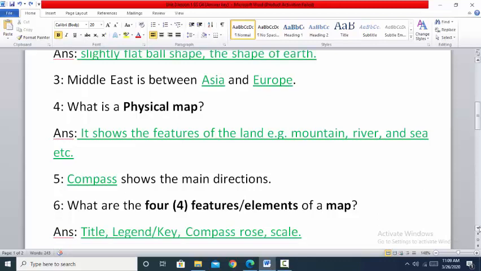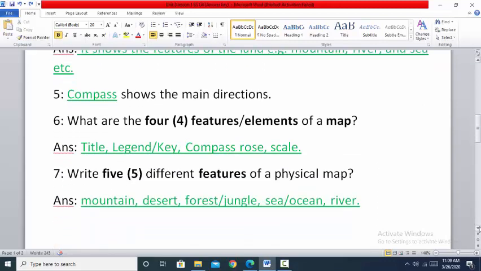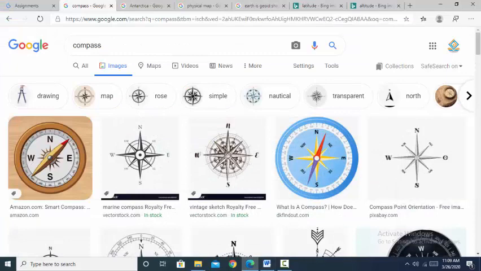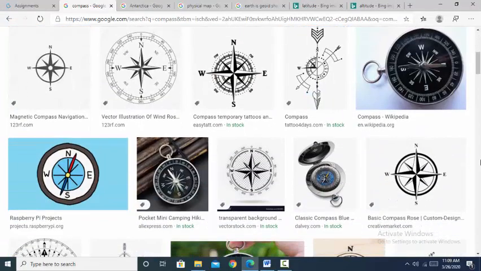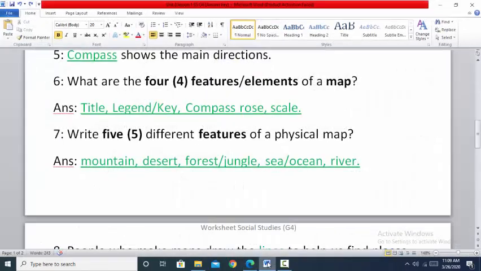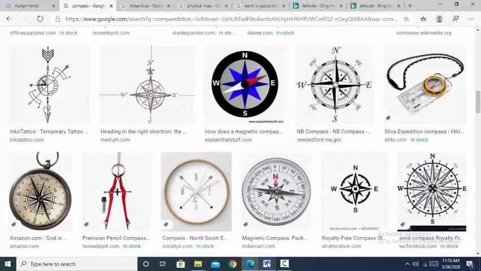Number 6, what are the 4 features or elements of the map? What are the important things that a map should have or contain? It should have a title. Also a key or legend, and then the compass rose and the scale. So we have the title, the key, the compass rose, and the scale. You need to have all these different elements for the map to be a precise one and to be able to use it appropriately. So you need a title, a key, a compass rose, and the scale.